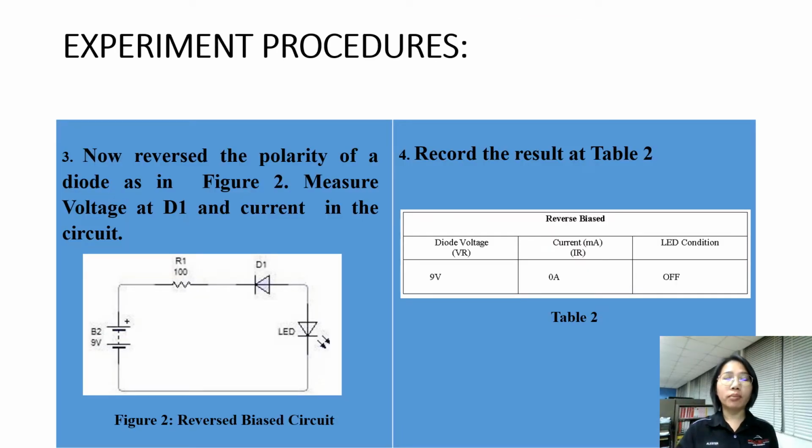Now reverse the polarity of a diode as in figure 2 and then measure voltage at D1 and current in the circuit. Next, record the result at table 2. Based on this experiment, diode voltage is 9 volt and then the current is 0 ampere, whereby the LED condition is off.